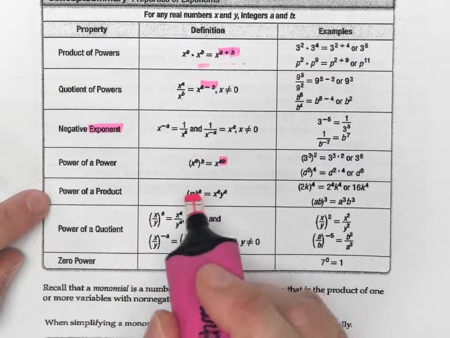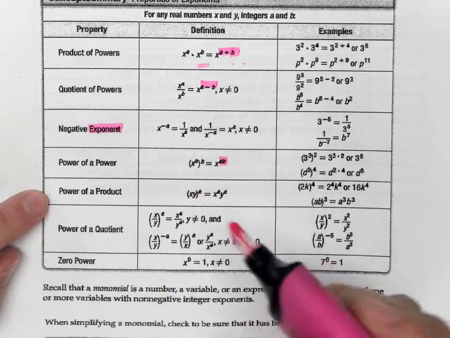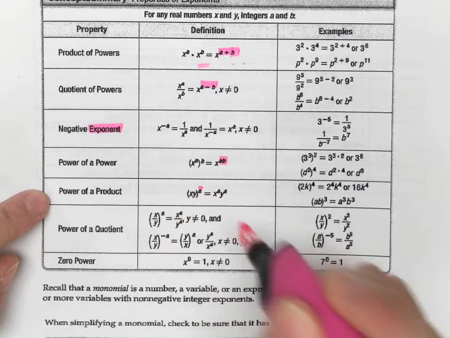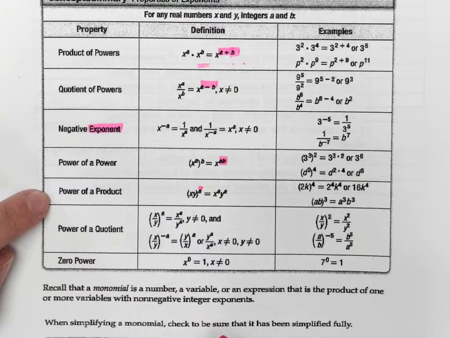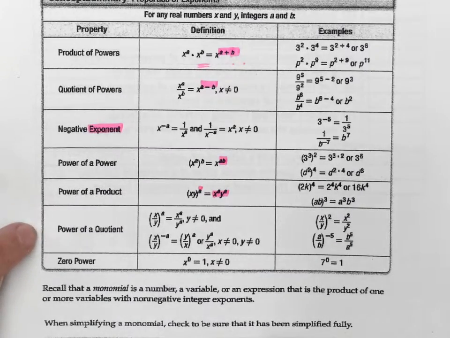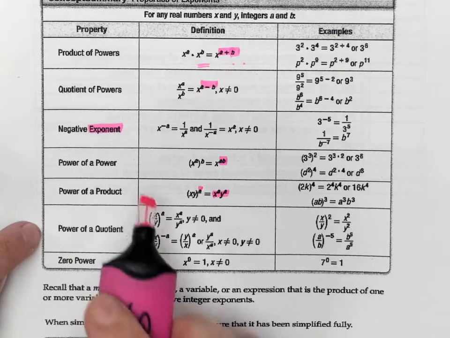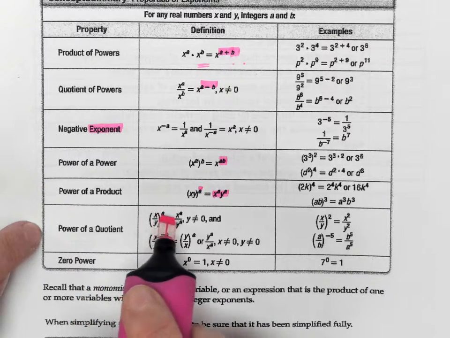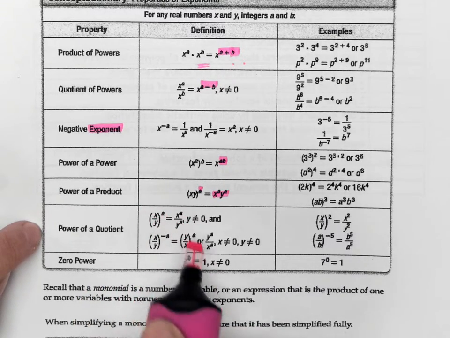Power of a product. This means that everything in here, what is that, an A? Is that what it says? Everything in there is to the A power. So instead of xy, you can put x to the A and y to the A. And then, power of a quotient, same thing. This tells you that everything inside there is to the A power.